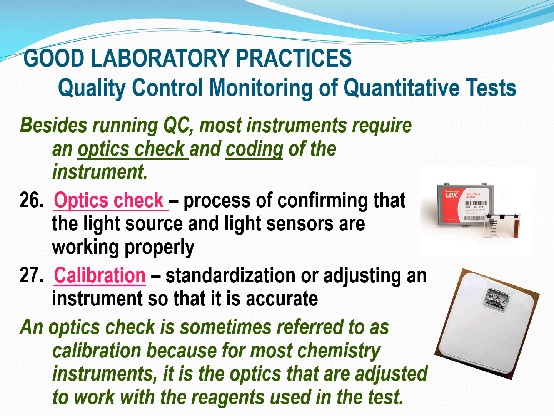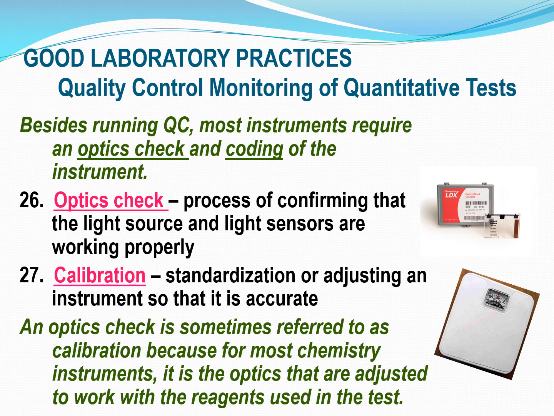So what are optic checks? That's the process of confirming that the light source and the light sensor in that particular instrument are working properly. And you need to record that the optic check was done, and you need to do that per your manufacturer's guidelines. If they tell you that you need to check the optics on your instrument once a month, then you need to do it once a month and record that it was done. And of course, if it's not working, you're going to have to do corrective action and troubleshoot that issue until you can get the optic check to work.